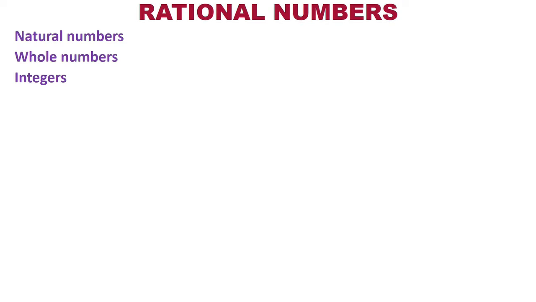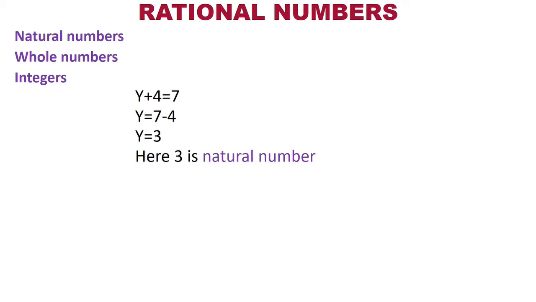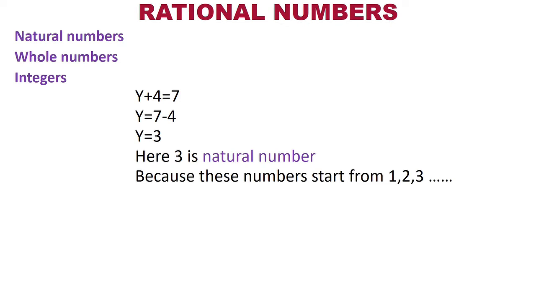What are natural numbers? y plus 4 is equal to 7. y is equal to 7 minus 4. y is equal to 3. Here 3 is a natural number because these numbers start from 1, 2, 3 and so on. So these are natural numbers.